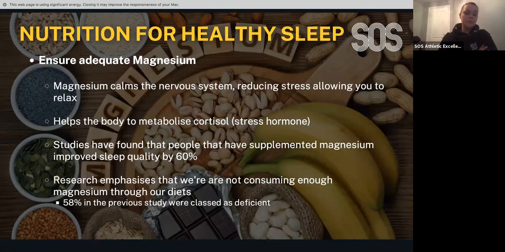It's also been found that people who supplement magnesium improve sleep quality by 60%. So there's a direct correlation there between having enough and getting good quality sleep as well. Researchers also found that we're probably not consuming enough magnesium, and that 58% of the people in the study I mentioned in the last bullet point were classed as deficient. So it could be a case of, if we're not getting enough from our diet, then supplementation of magnesium could be something that we need to utilize in order to improve sleep quality.